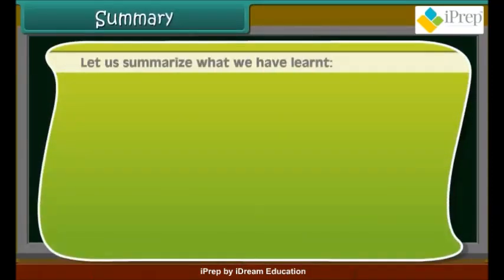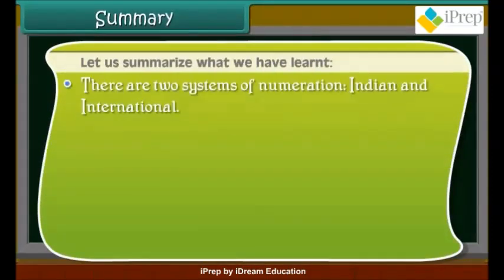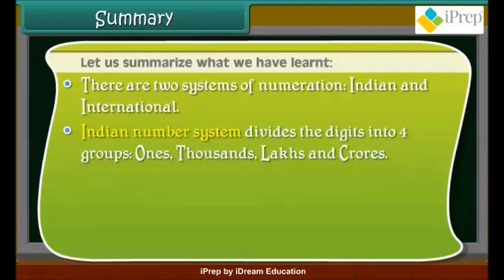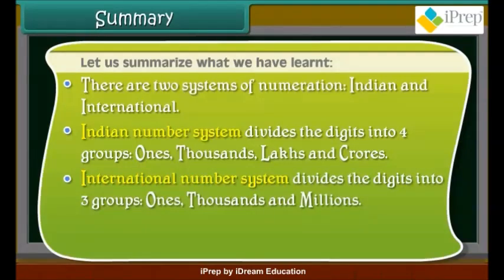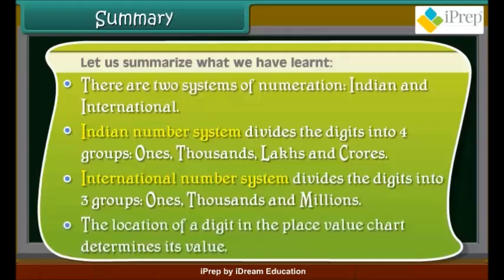Summary. Let us summarize what we have learned. There are two systems of numeration, Indian and international. Indian number system divides the digits into 4 groups: ones, thousands, lakhs and crores. International number system divides the digits into 3 groups: ones, thousands and millions. The location of a digit in the place value chart determines its value.